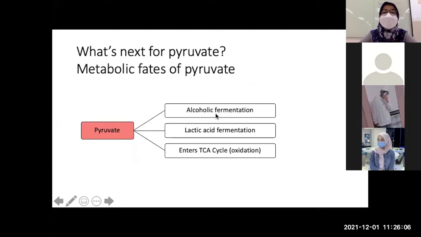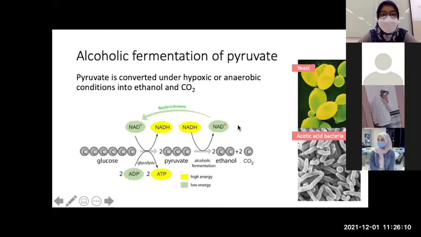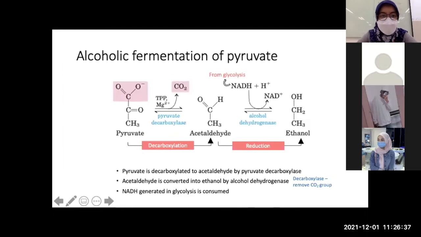So first, it will undergo alcoholic fermentation. In some organisms like yeast or acetic acid bacteria, they will undergo alcoholic fermentation due to the anaerobic condition. So in alcohol fermentation, from pyruvate, they will yield 2 molecules of ethanol and also carbon dioxide. So this is the reaction.